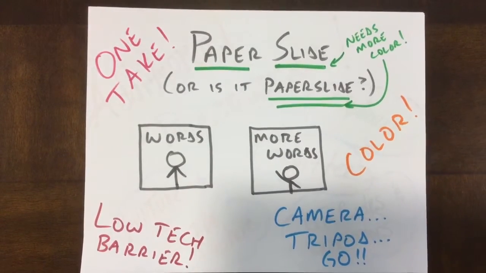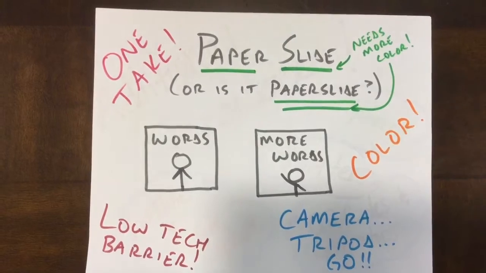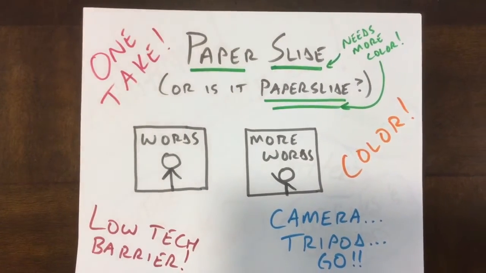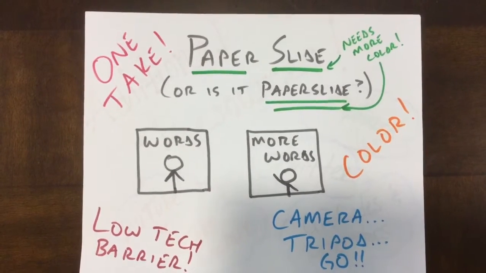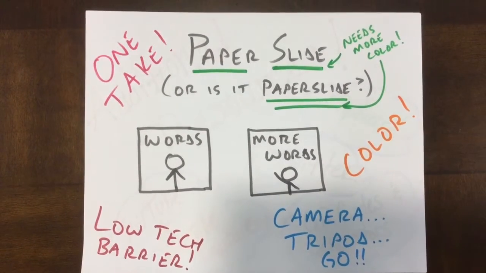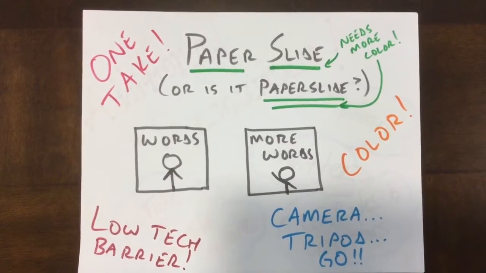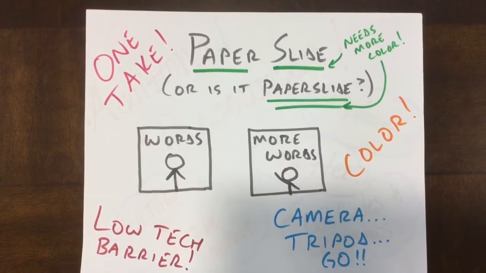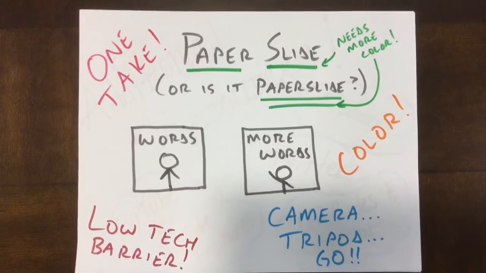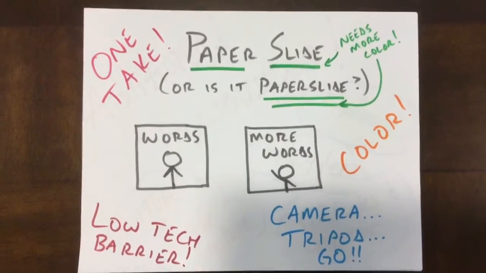This is an example of a paper slide activity, and this is an activity obviously where we have pieces of paper where we've drawn our project and we are explaining it. The nice part about this particular activity is that it's a low-tech barrier activity. All you need is a camera, maybe a tripod, and you're set to go. You draw your pictures, put lots of color on them. You do this in one take, so you might want to rehearse. And did I mention something about color on that?